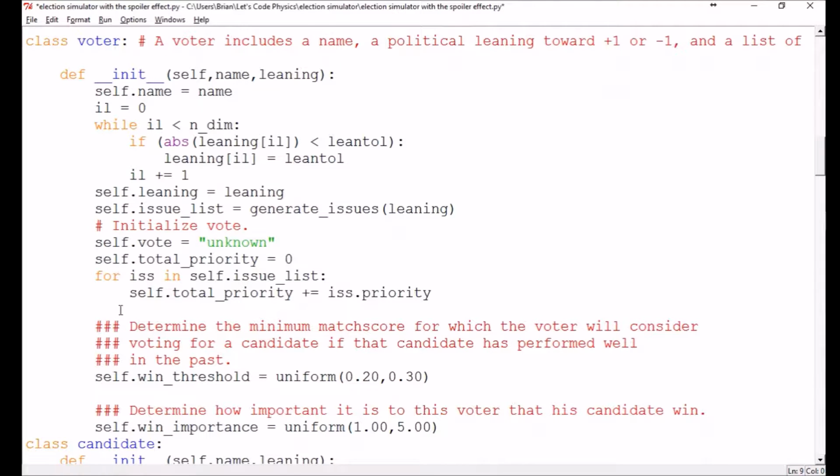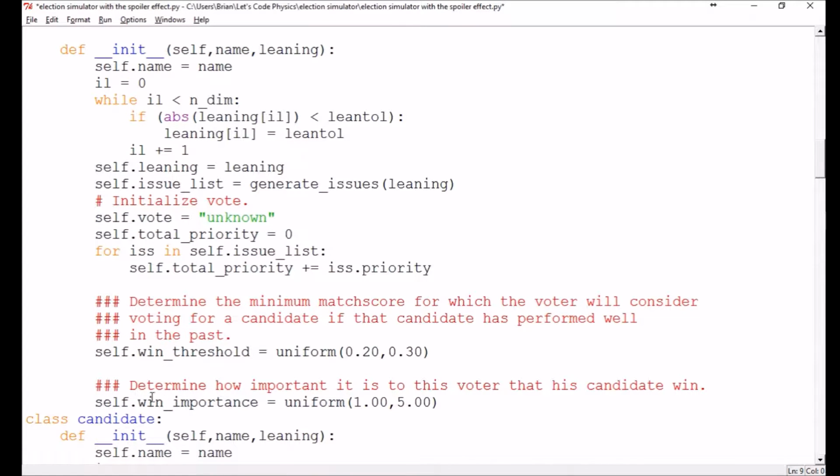So what we're going to do in the voter class to be able to observe the spoiler effect is set this win threshold. This is the minimum match score that a voter is willing to consider a candidate for. Obviously the voter would love to have a match score of 100%, but this is the value that they're willing to settle for. We've set this pretty low, so they're each going to have a win threshold between 20 and 30%. This is already a pretty jaded and fed up voting community, so they're willing to settle to keep the folks who have a match score of 0 from winning.